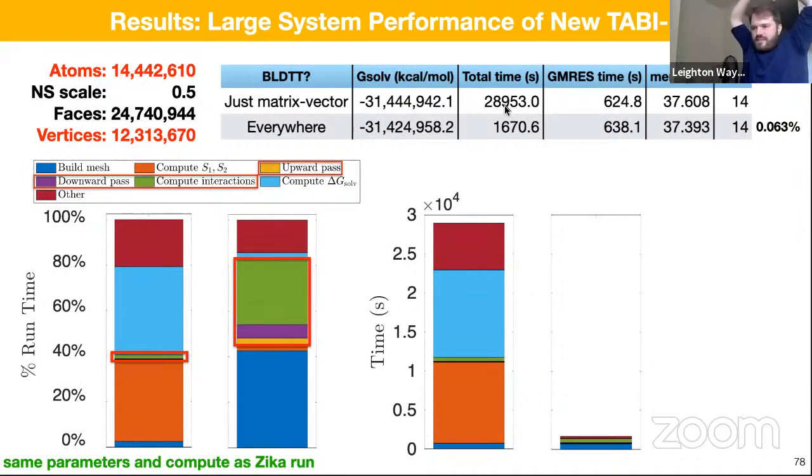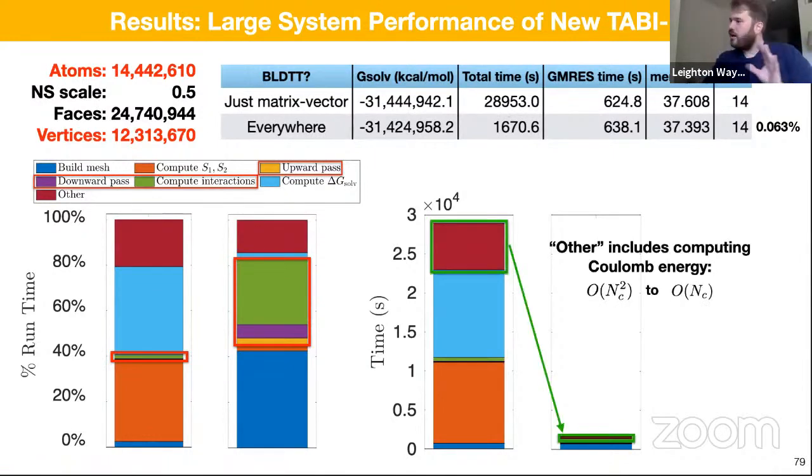It was an interesting case of finally running on these big structures, and all of a sudden these pieces of our code that we'd never really considered suddenly need some smart fast summation as well. This BLDTT method is so flexible that we can do it on all these different pieces of our code and get some really good speedups from it. So we ended up being able to do this really large structure in about 1700 seconds total.